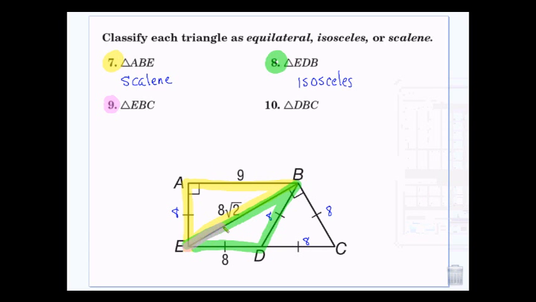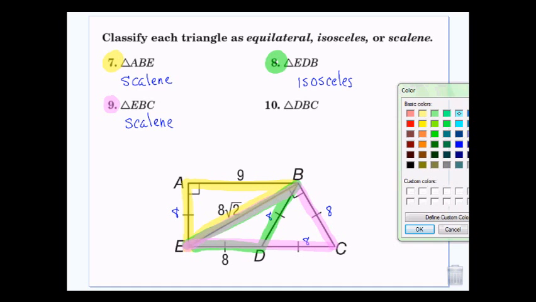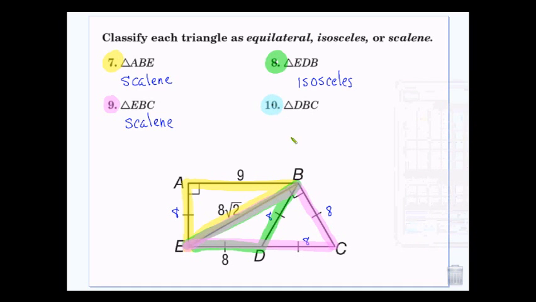EBC, that's this triangle. Ooh, that looks horrible. Okay, well, this triangle right here, I've got an 8. This whole side is how many? 16 and an 8 square root of 2, so none of them match. So we're scalene again. And then finally, go with blue. I've got DBC. Yeah, equilateral.